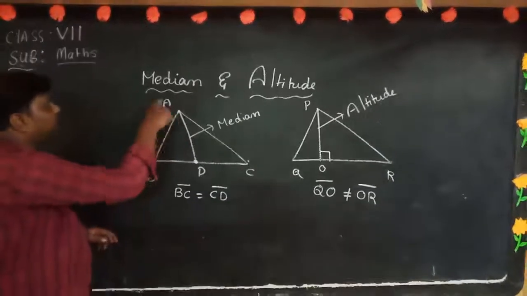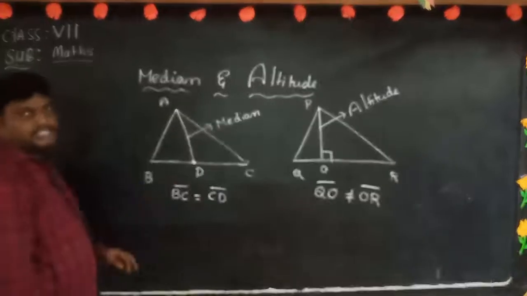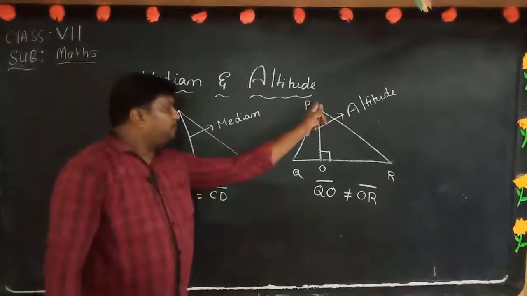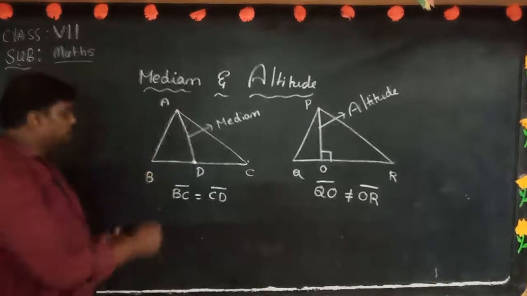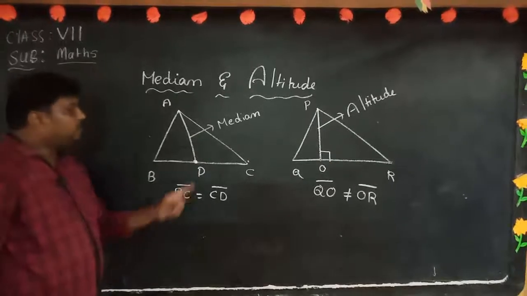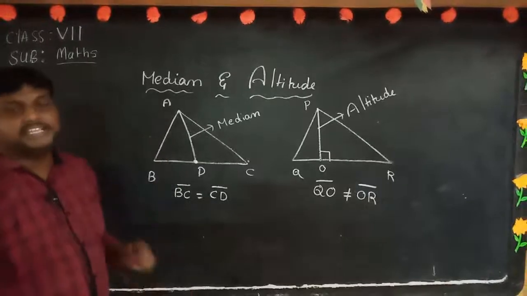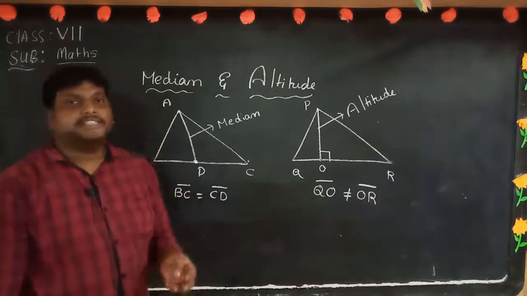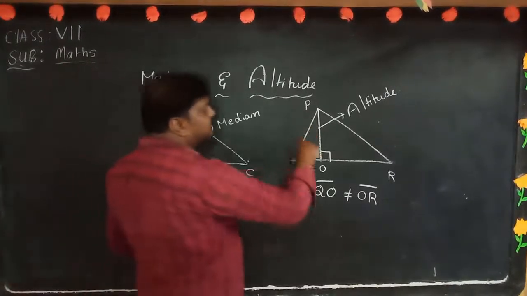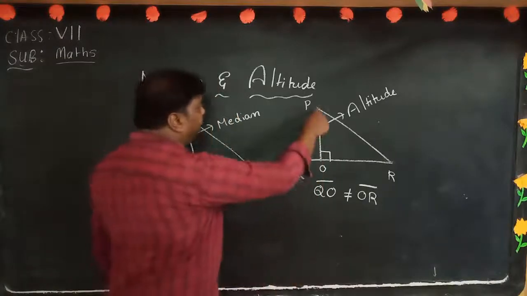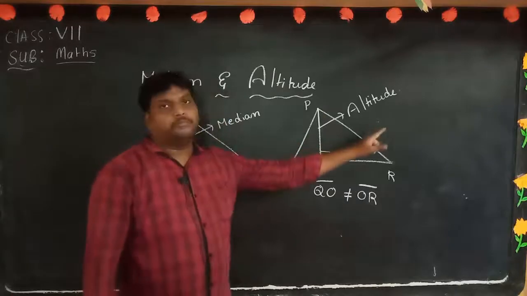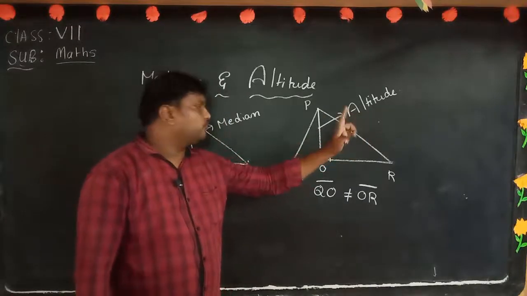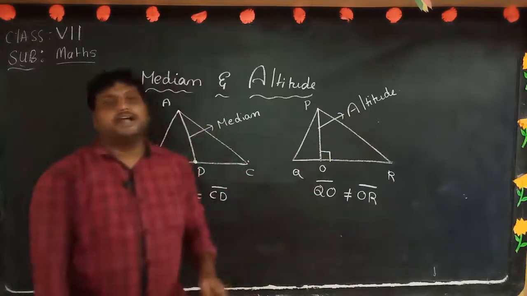Why three medians? Because I am drawing from vertex A to the opposite side. Here also I am drawing from vertex P to the opposite side Q. Like that, two more vertices are there. From B we can draw one median, from C we can draw one median, means each triangle has three medians. At the same time, each triangle has three altitudes also. From P one altitude will come, from Q we can draw one altitude, and from R we can draw one altitude.